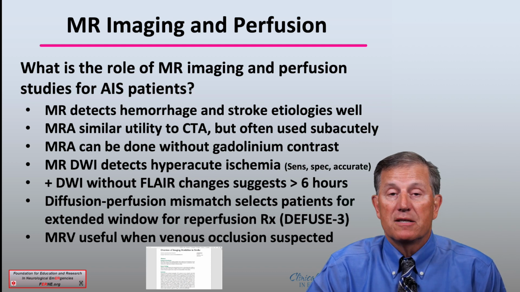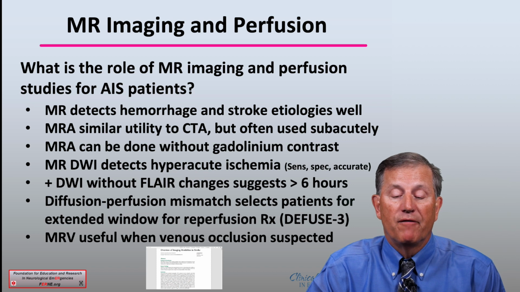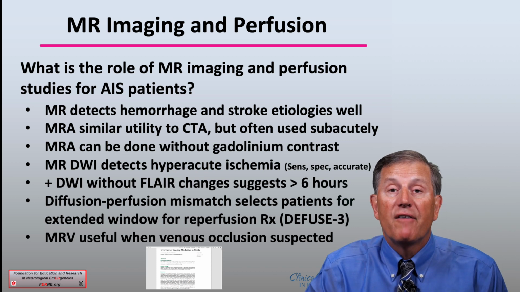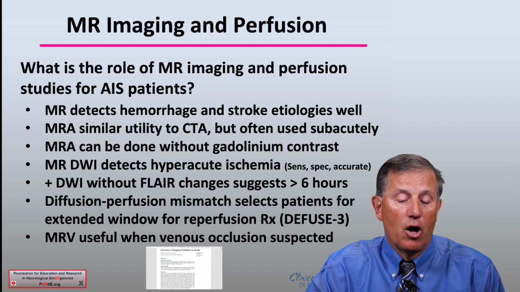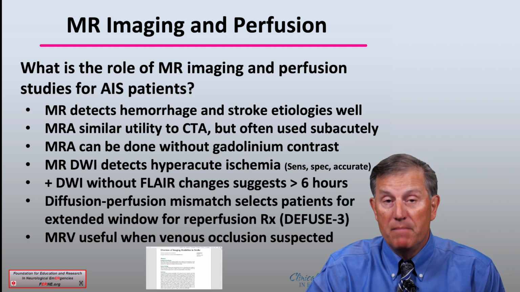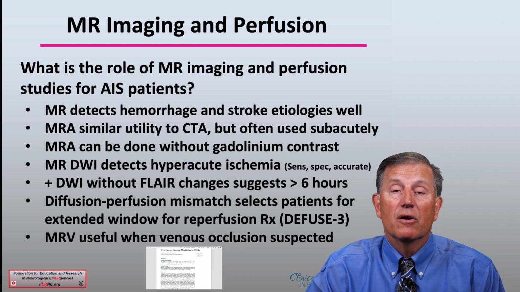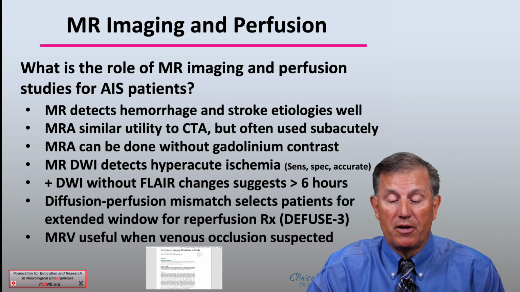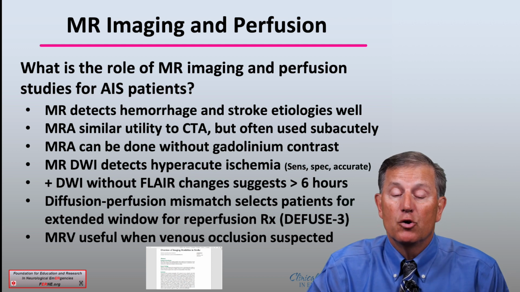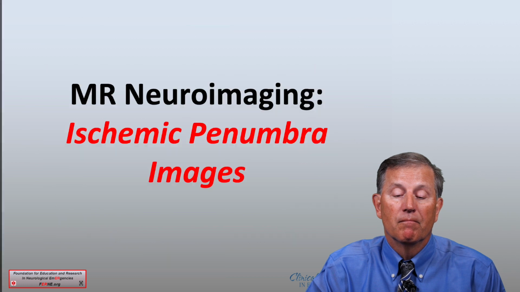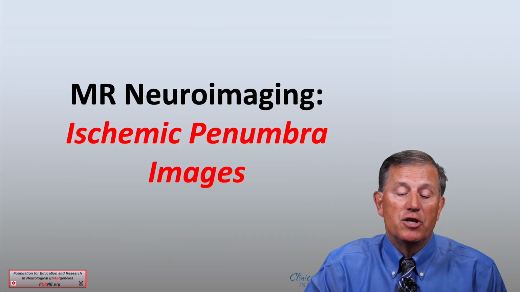And we know that it is possible with the use of DWI and FLAIR studies to identify patients who would benefit from EVT. We also know from the DIFFUSE 3 study that the diffusion-perfusion mismatch on MR does successfully select patients for the extended window for reperfusion therapies. And we know that MRVs are useful when venous occlusion is suspected. So, MR neuroimaging and the ischemic penumbra images.